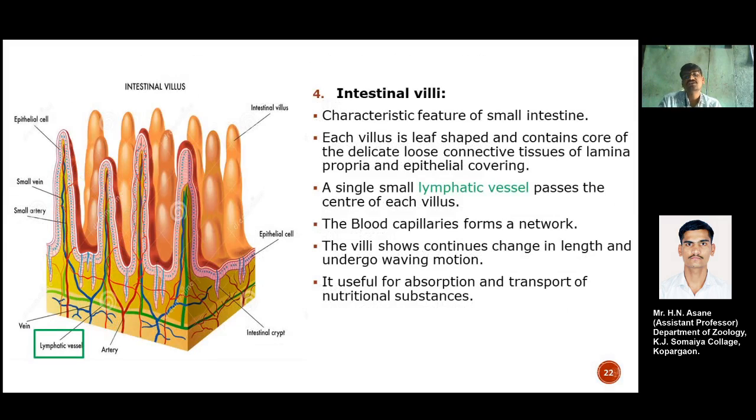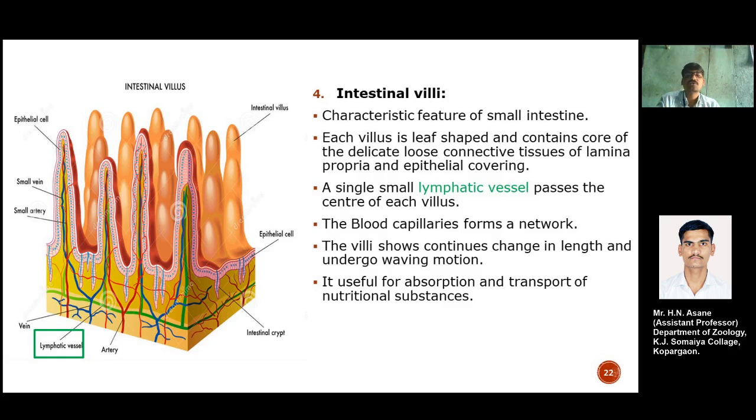Okay, so each villus is leaf shaped and contains a core of delicate loose connective tissue, the lamina propria, and the epithelial covering is present on these villi structures. As you can see, a single small lymphatic vessel passes from each villus. Villi is the plural, and villus is the singular.